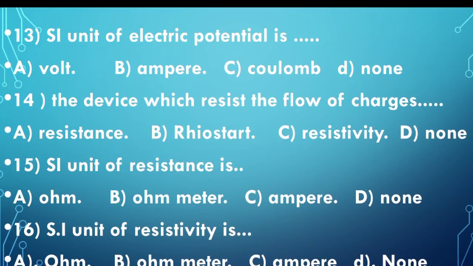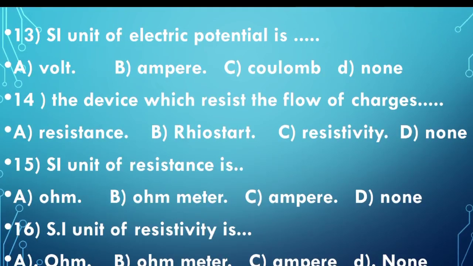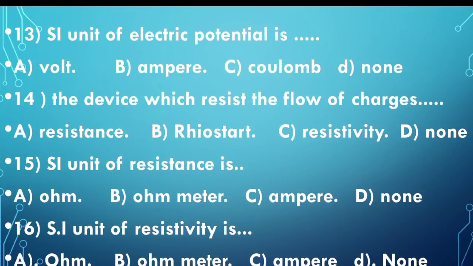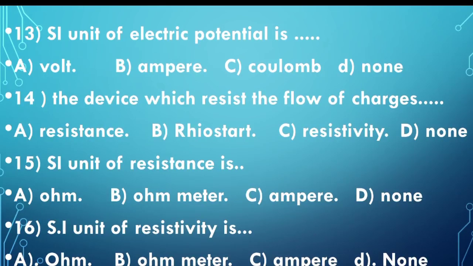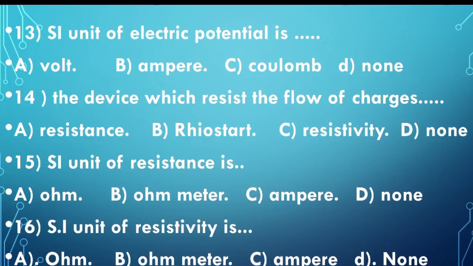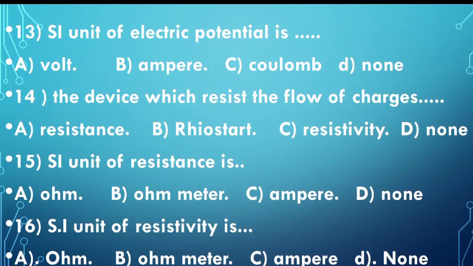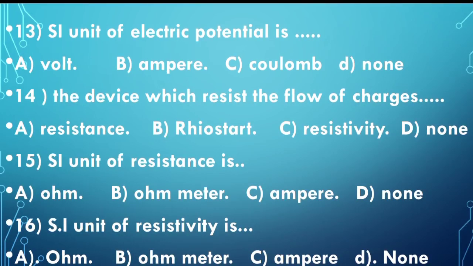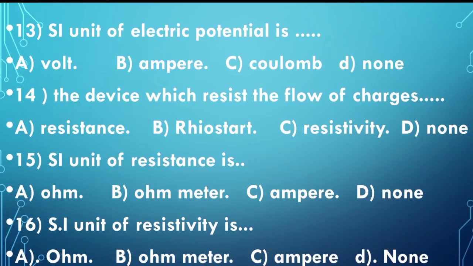The 13th one. The SI unit of electric potential. Children, for the potential difference as well as electric potential, the answers are the same. The SI unit of electric potential as well as the SI unit of potential difference will be the same. So the options are volt, ampere, coulomb and none. So the answer is volt. Okay. So the SI unit of electric potential or potential difference is volt, and the device which measures the potential difference will be a voltmeter.